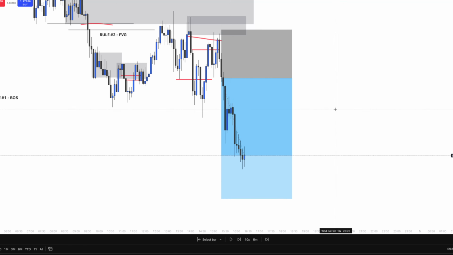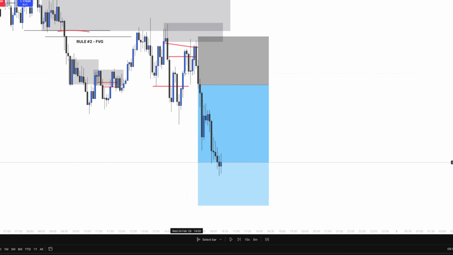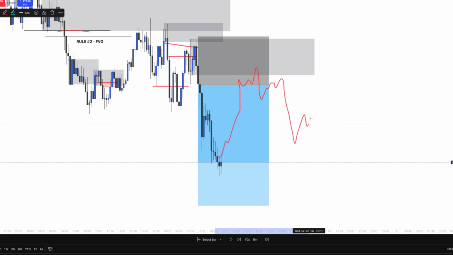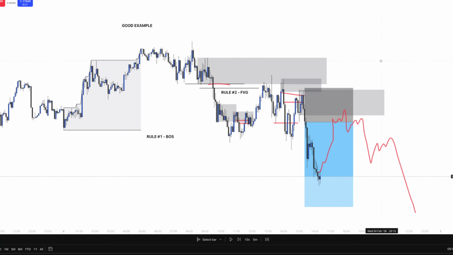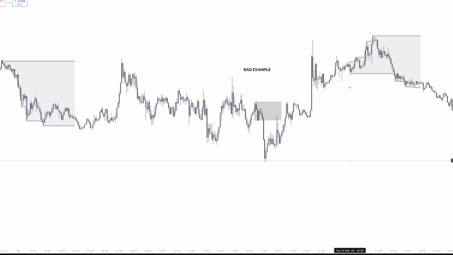Price has clearly moved towards the downside. We also now have another supply zone that's really, really nice. We've got another fair value gap. So if price taps back into this area, I'd then be looking for another continuation trade. And that is exactly what happens. So this right here is our good example. Now let's move on into a bad example.